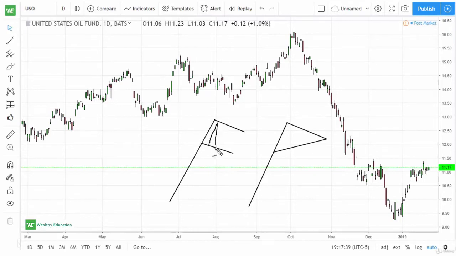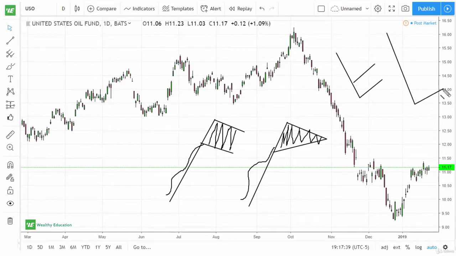So in a flag, you'll see a small pullback in a bit of a channel. And in a pennant, you see more of a triangle after a move higher in a bullish version. Now, there's also the bearish version, which is the exact opposite. Basically, you're looking at a run lower and then a slight pullback in a channel, or a run lower and a triangle. The beauty of these patterns is that everybody in the world pays attention to them, basically, and they're obvious a lot of times.